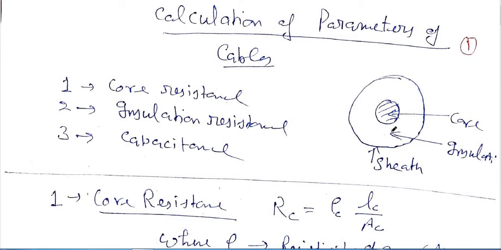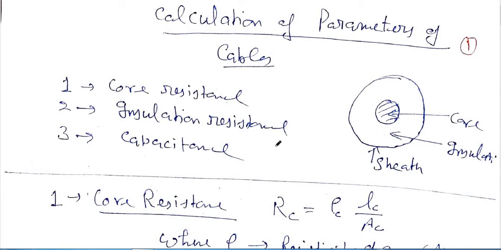In this single core cable, this part is known as the core of the cable, and this outer part is known as the sheath, and in between, this part is known as the insulation of the cable. So this is the core, this is the insulation, and this is the sheath.